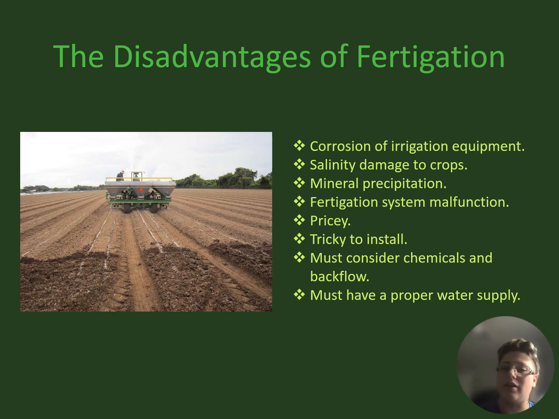Now, the disadvantages of fertigation. The disadvantages of fertigation include corrosion of irrigation equipment, salinity damage to crops, mineral precipitation, and fertigation system malfunctioning. Fertigation can be pricey and tricky to install, and you must consider chemicals and backflow, and you must have a proper water supply.